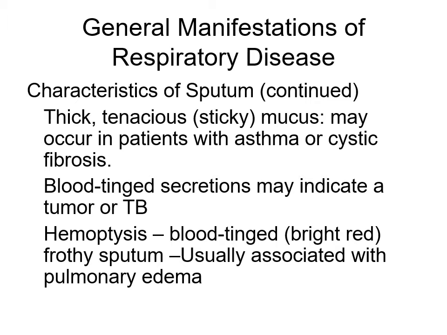Characteristics of sputum continued. Thick, tenacious, or sticky mucus may occur in patients with asthma or cystic fibrosis. If it's blood tinged, it may indicate a tumor or tuberculosis. Hemoptysis, blood-tinged, bright red, frothy sputum, is usually associated with pulmonary edema.